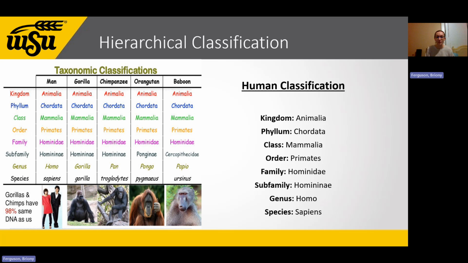This little chart over here shows you how other ape species are classified. And you see that we share a lot of the same classification until you get to the subfamily and the genus order. Here's a little tidbit over here that mentions that gorillas and chimps and bonobos share about 98% of the same DNA as us.